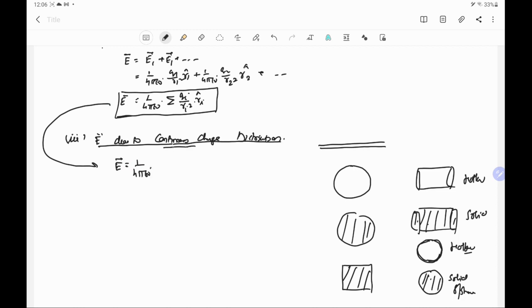While we are using the continuous charge distribution, we will replace this summation with integration. So E equal to 1 by 4 pi epsilon naught integration, and then take an elementary charge dq, which is at a distance r square from the point P, where we have to find the electric field, and the radius vector of that point. So this will give the electric field due to the continuous charge distribution. For continuous charge distribution, we have to take an elementary charge and then integrate to find the electric field.